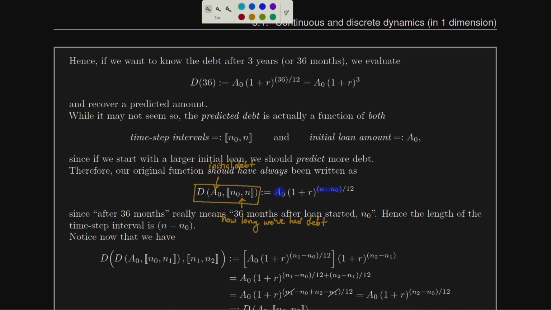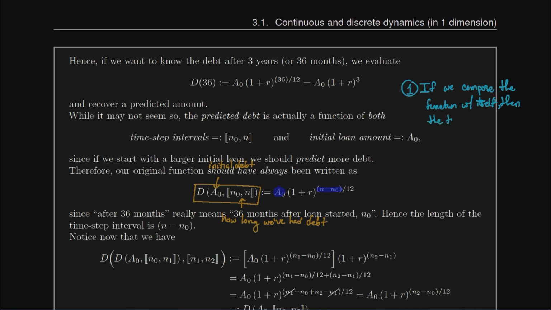And we should show that this actually can predict the future for us. Well, to show that it actually can predict the future, we need to satisfy our two steps of dynamics: one, if we compose the function with itself, then the time windows add, and two, if we evaluate over a degenerate time window, nothing changes. So let's actually do this here.